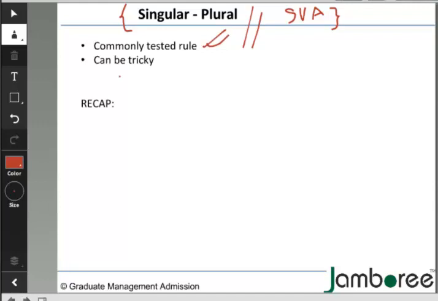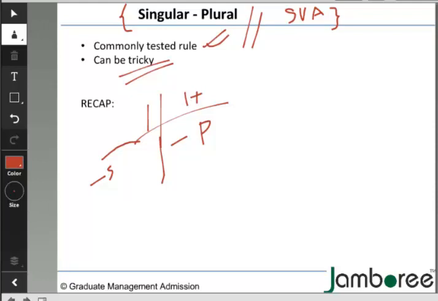It can be tricky identifying singular, plural, but I'll talk about some identifiers, how to identify it, and that should help you. Right, so a quick recap. It is easy to understand. Everybody knows singular: whenever you have to talk about a single thing, it's singular. Whenever you have to talk about more than one thing, it's plural.